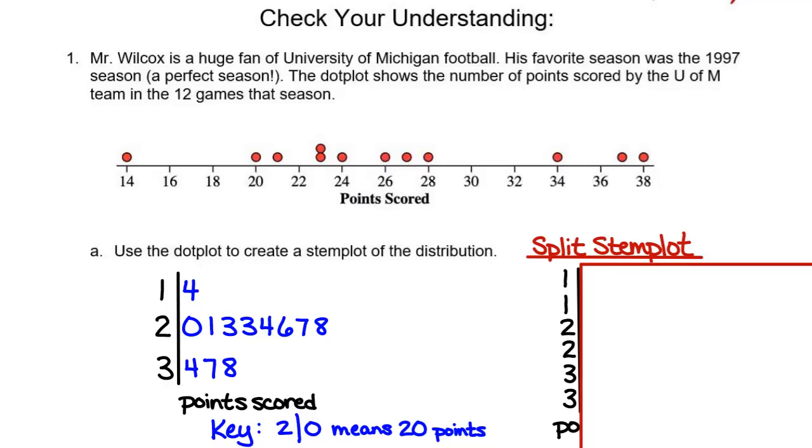And then you'll come to your 20s. 0 through 4 goes here. 5 through 9 goes with the bottom.